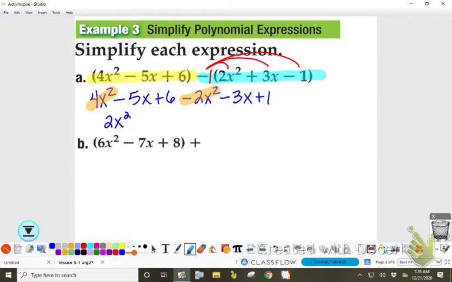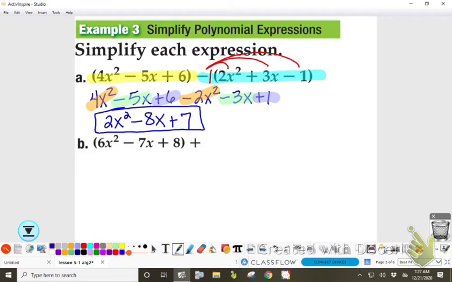Then go to the next highest exponent, which would be just your x's. Negative 5x minus 3x. Negative 5 minus 3 is minus 8x. And then your next, let's see, just be your constants then after that. And that would be 6 plus 1 is 7. So distribute your negative, if there is one, your minus sign, and then just combine like terms. The only difference is maybe if you haven't done this before, which I'm sure you have though, is that you always start with your highest exponent, so start with your squared and then work your way down.